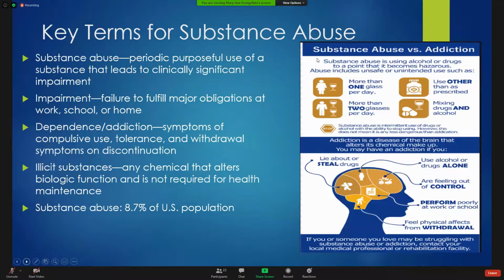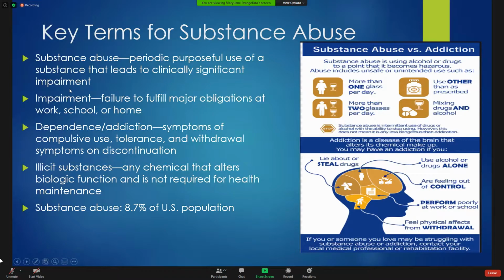When it says substance abuse, what does it mean? Drugs, alcohol. Smoking, very good. Drugs, alcohol, right? And then you abuse it. And of course, when you say substance abuse, it means periodic forceful use of a substance that leads to clinically significant impairment.